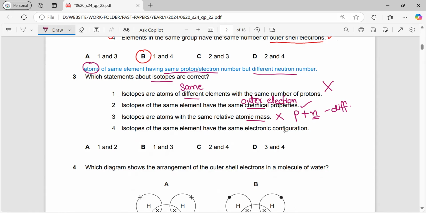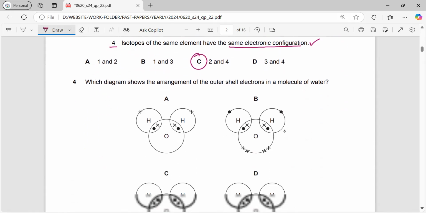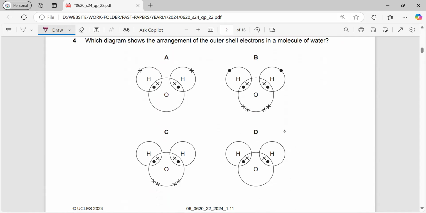Isotopes of the same element have the same electronic configuration? Yes, because as they have the same number of electrons, they have the same electronic configuration also. So options 2 and 4 are correct. It means the answer is C. Next question.